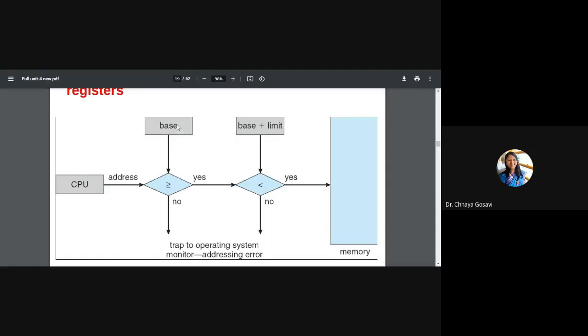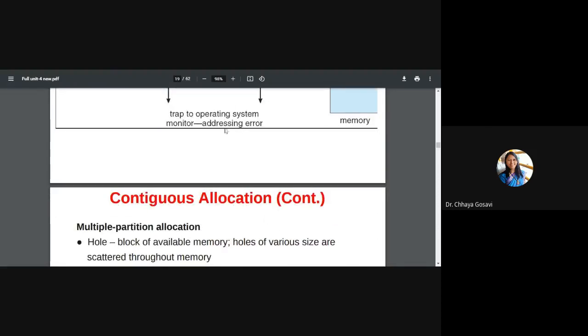So for an address, first add it with the base address and the base plus limit. The generated address should be less than base plus limit. Only then is it a valid physical address. Otherwise, it has to generate an error: trap to the operating system, monitor addressing errors.